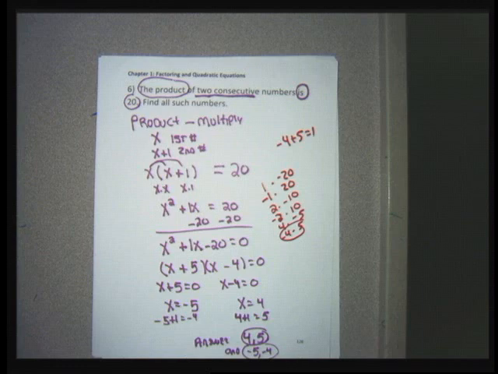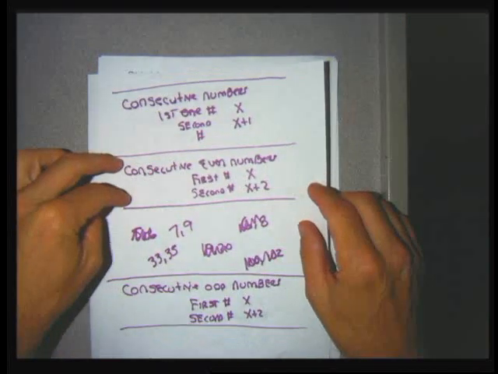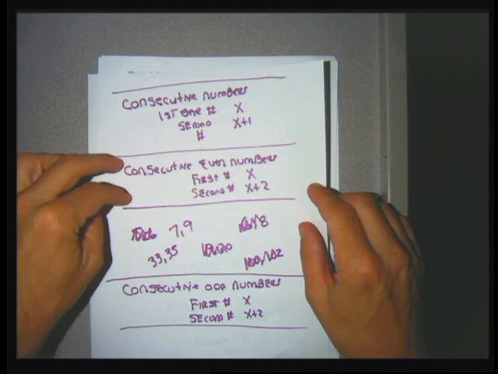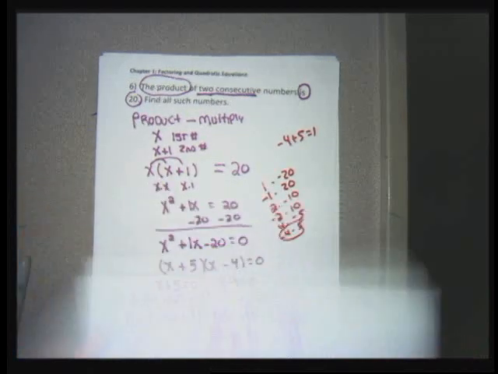8's going to be similar, and if you're feeling confident, you might be able to rock 8 without me doing it. 8, I think, has consecutive even numbers in it, so when you set up the left side of the equation, you're not going to have x times x plus 1.